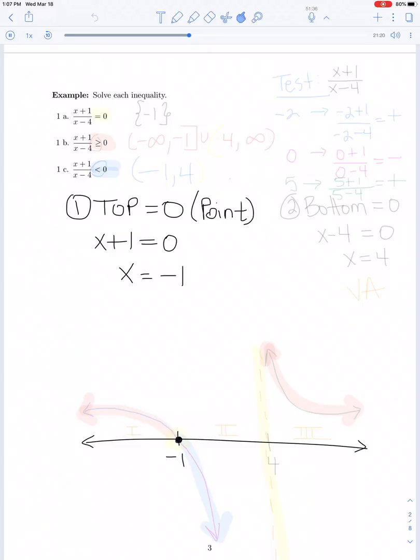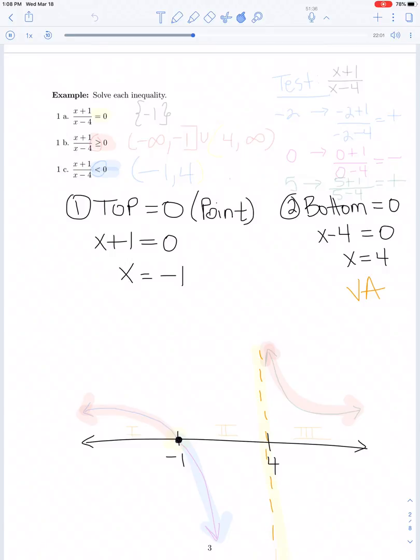The second part that we want to look at is when the bottom equals 0. We talked about this previously in this chapter. When the bottom equals 0, when x minus 4 equals 0, that happens at x equals 4. You find that out by adding 4 to both sides. But when the bottom equals 0, we end up with something special called a vertical asymptote. So I'm going to draw that as a vertical line so that I remember that this is an asymptote.